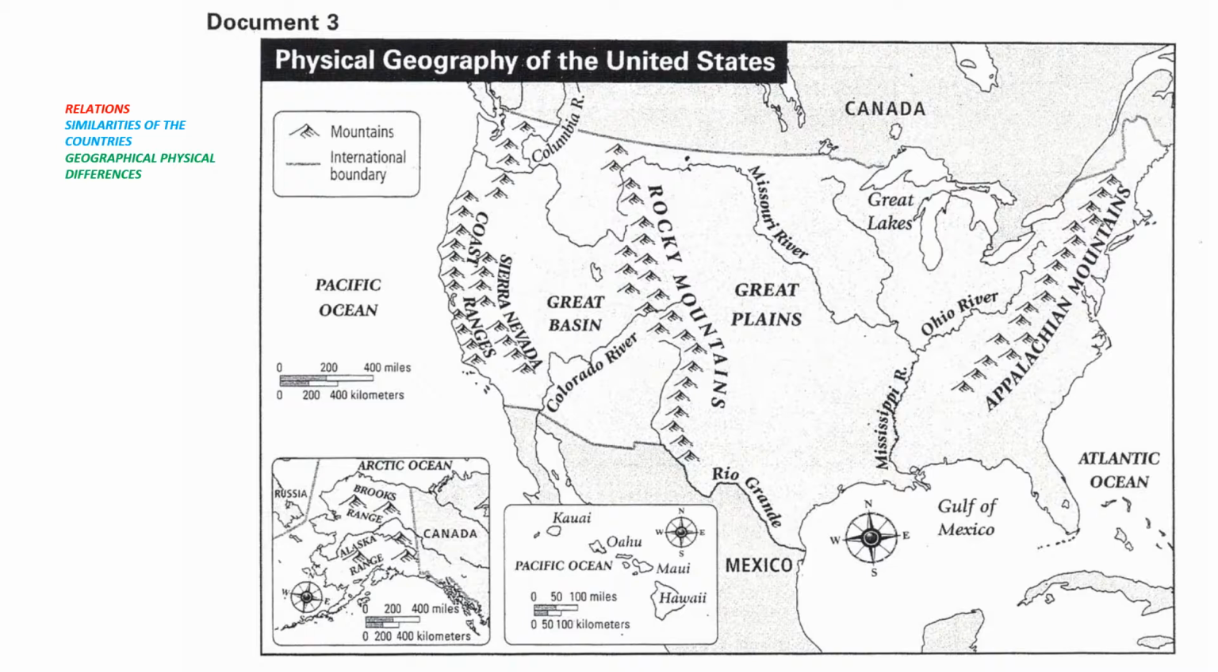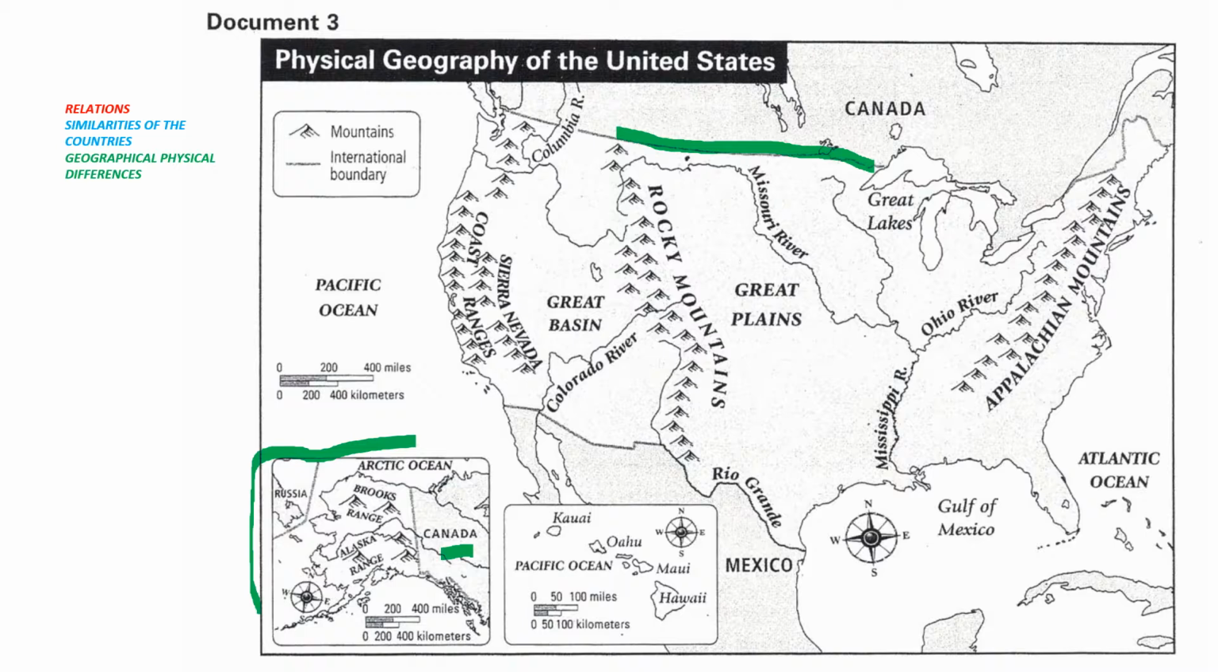At first glance, this map is only about the United States and will not prove helpful to us in figuring out information about relations, similarities of the countries, or the geographical physical differences. However, if you look closely, you'll notice that they have a picture here where there's a border and Canada is up here at the top. But a zoomed in photo that's right here shows us other parts of Canada and other information about their borders.